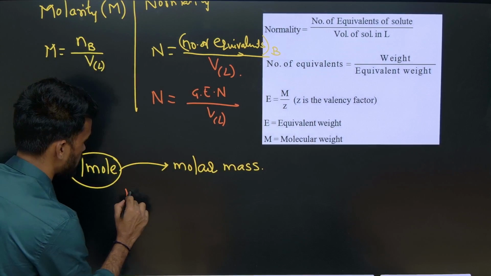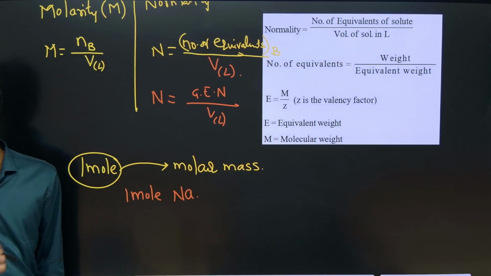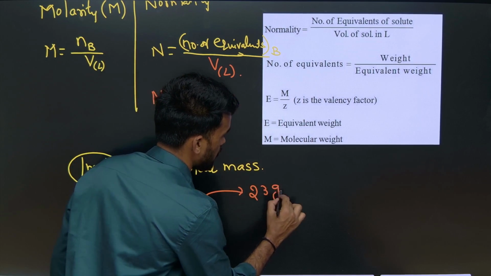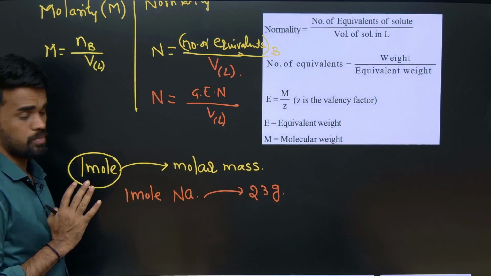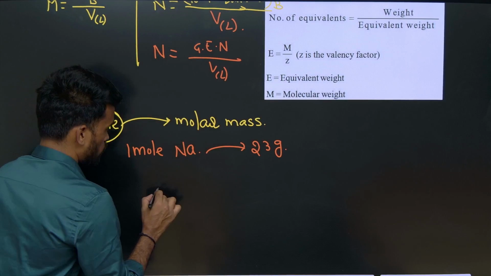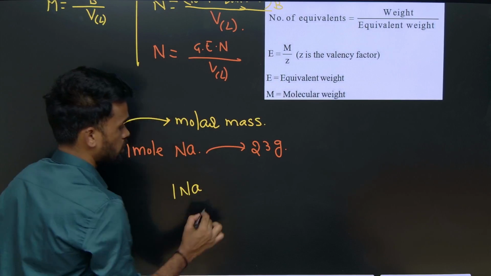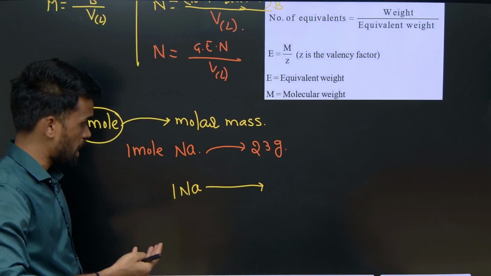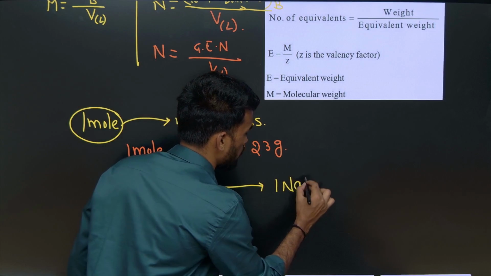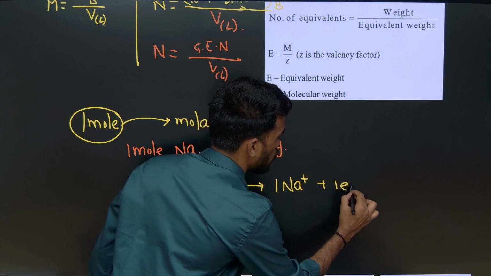For example, I am saying 1 mole sodium. If I say 1 mole sodium, how much quantity does it contain? It will have 23 grams, right? So this is the molar mass of sodium. Now, during the reaction, it will combine in such a way that by releasing 1 mole of electrons, it will become Na+, and 1 electron is released, right?